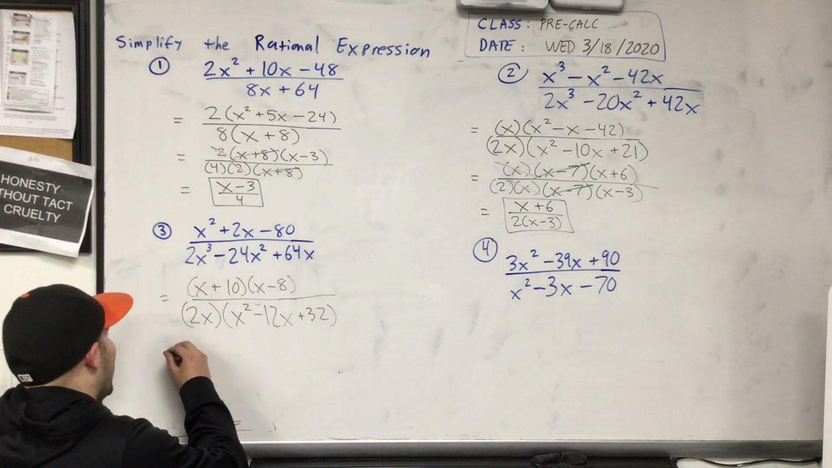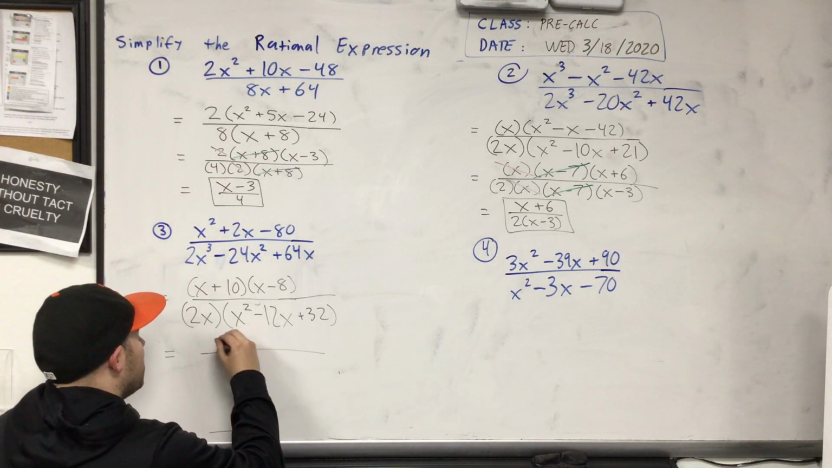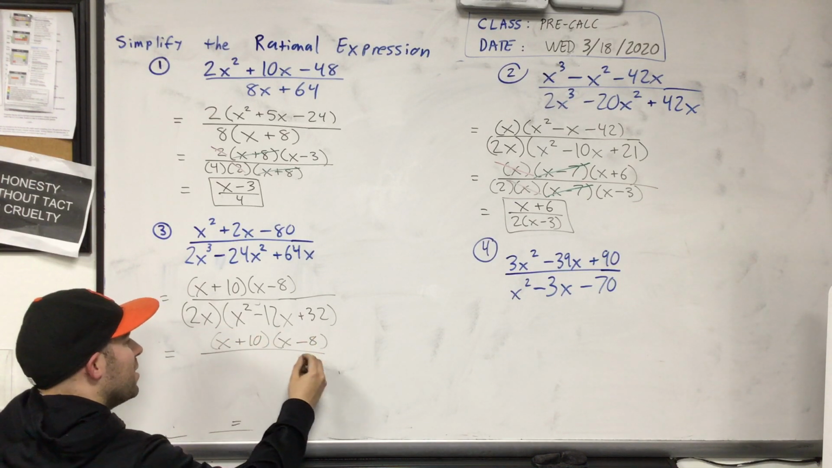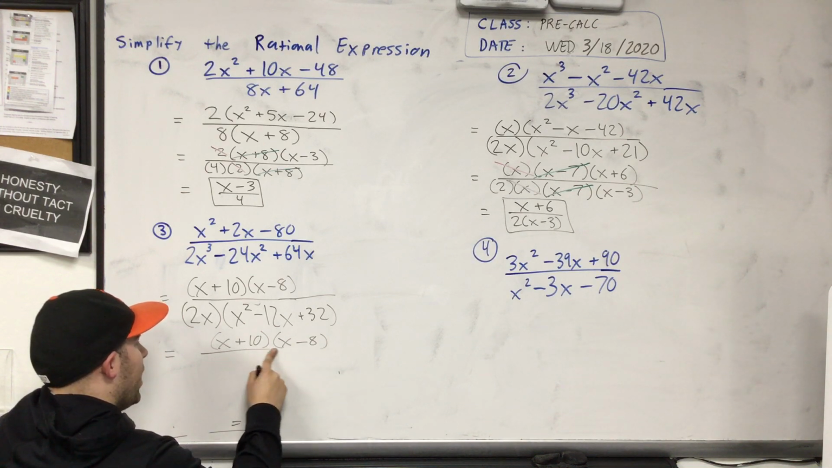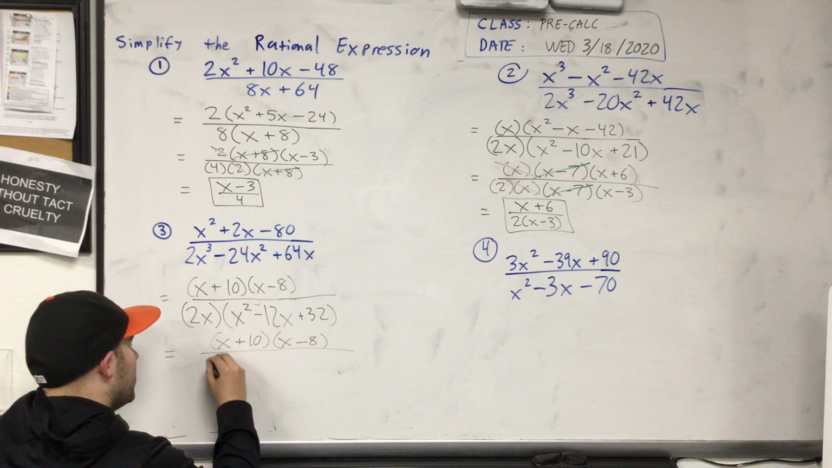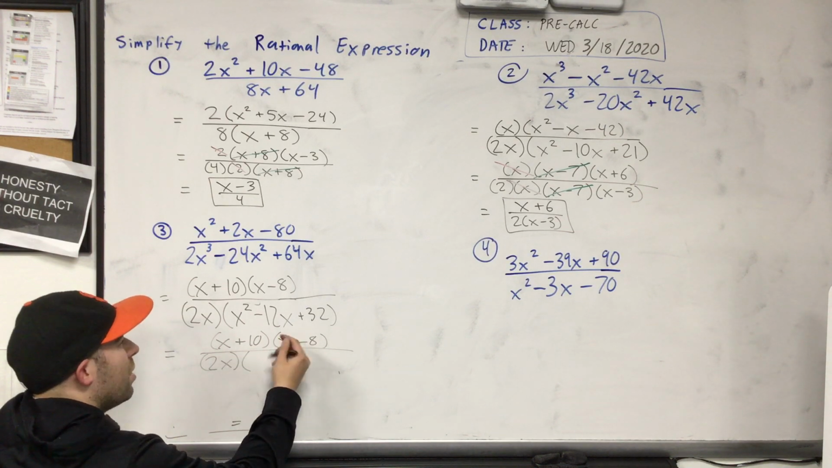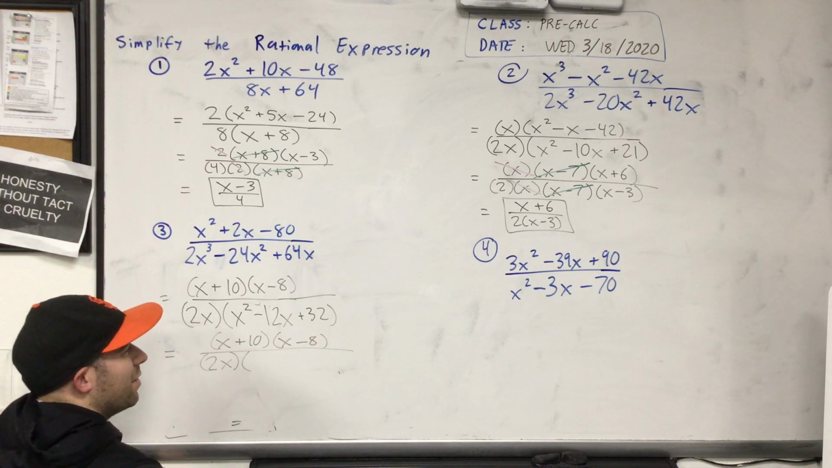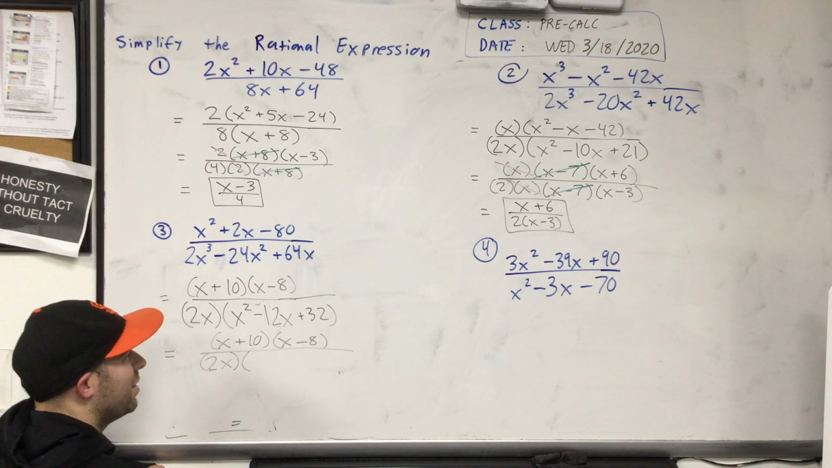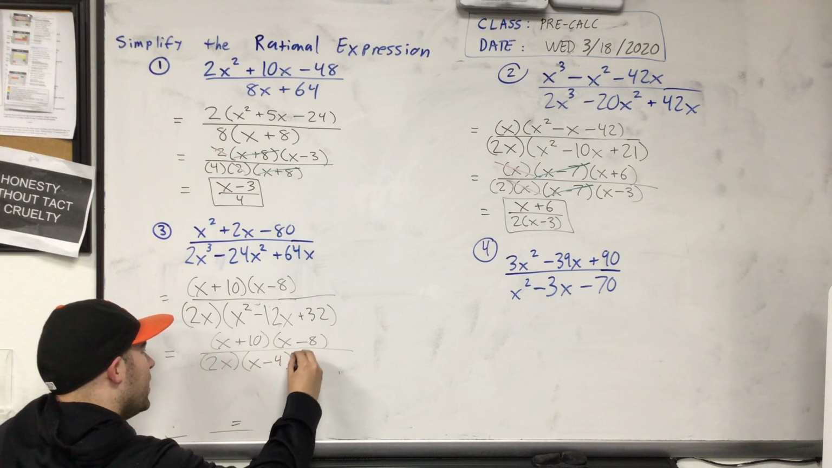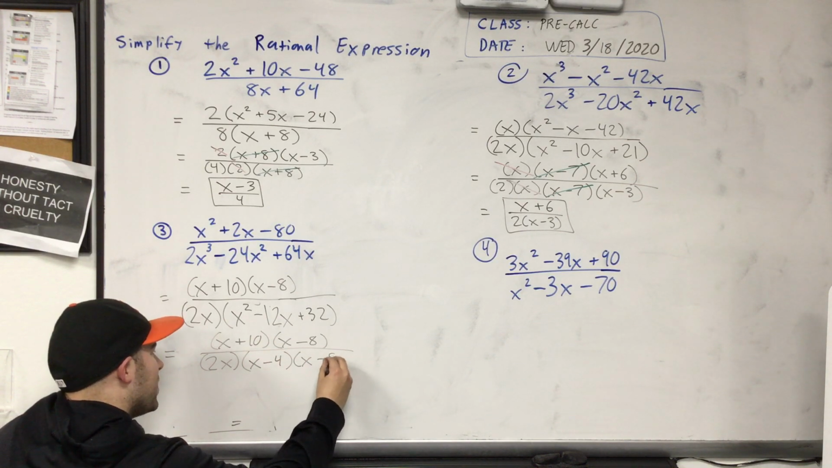So we leave the top as x plus 10, x minus 8. I'm going to put parentheses right there. Please put parentheses. Okay? So now I'm going to look at the bottom. I've got 2x. What 2 numbers multiply to positive 32 but add to negative 12? Has to be a negative negative combination, in particular x minus 4 times x minus 8.